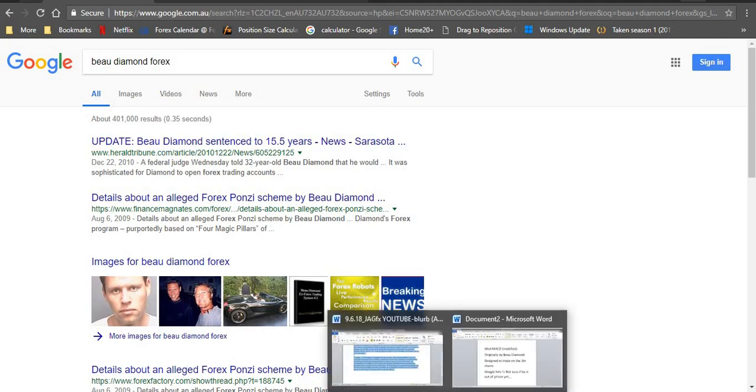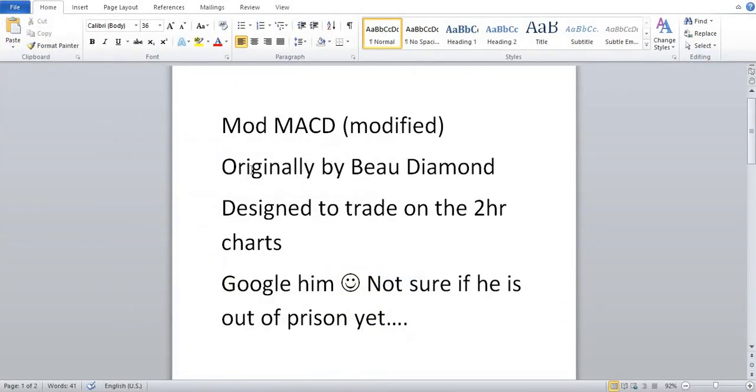I made a couple of notes here so it's easy for you to read. So it's a mod MACD. Mod just means modified MACD. Originally by Beau Diamond. I'm not even sure what the original system was called, Easy Trader or something like that. It cost me nearly $1,000 back in the early 2000s. But that's alright, money well spent at the time. It was originally designed to trade on the 2-hour charts. Now, let's have a look at the original setup.